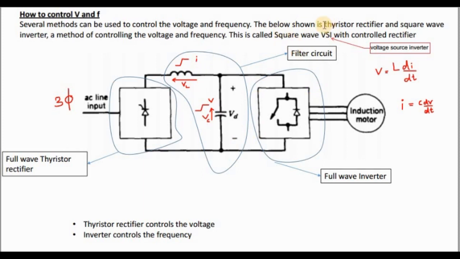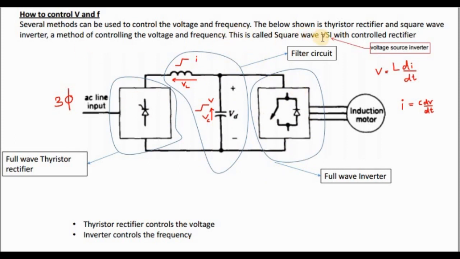So here you have a thyristor rectifier. This is the thyristor rectifier. This is 3-phase supply. This is only a symbol. So here you have 6 thyristors. This is a filter circuit comprised of an inductor and a capacitor, and there you have a 3-phase inverter.